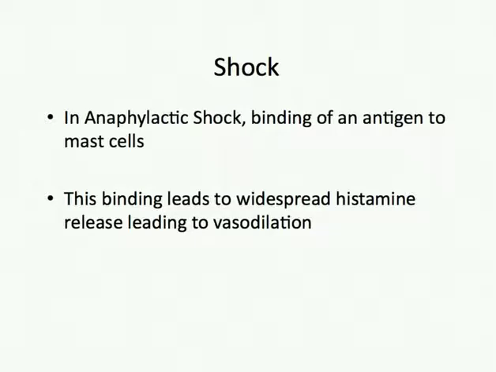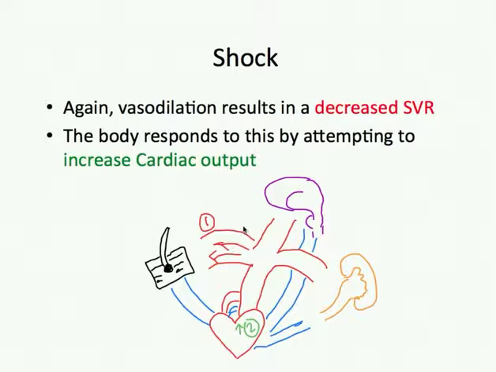So our third form of distributive shock is anaphylactic shock. And in anaphylactic shock, we get the binding of an allergen, an antigen, to mast cells, which results in massive degranulation and release of preformed histamine. And histamine is a potent vasodilator, so it leads to widespread systemic peripheral vasodilation. So now again, with anaphylactic shock, we are getting a decreased systemic vascular resistance as our primary insult, and again, we see our heart respond by increasing cardiac output as the primary compensatory mechanism.